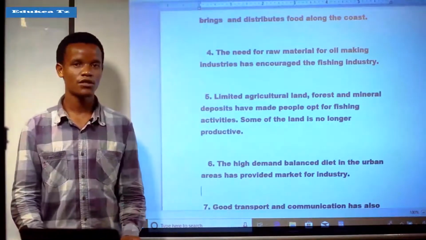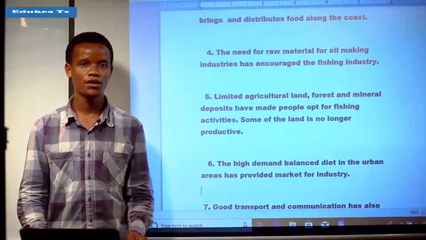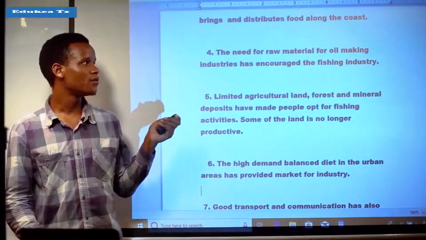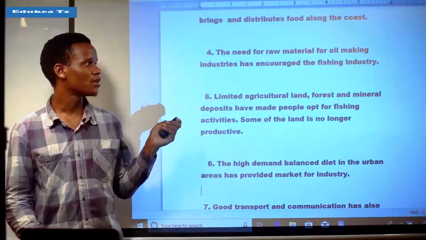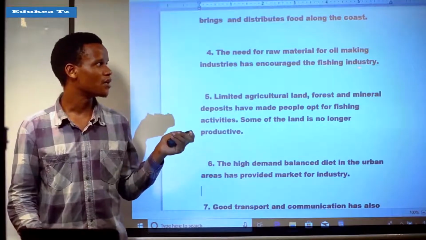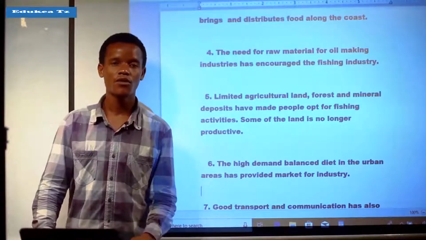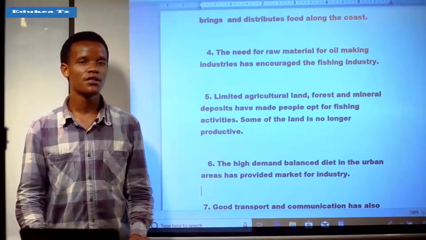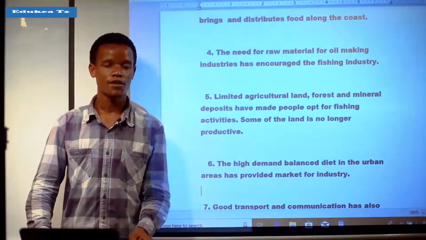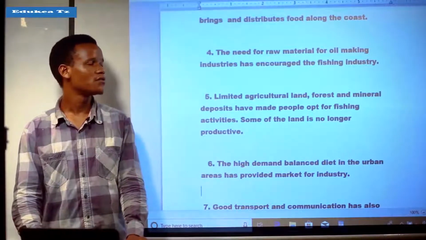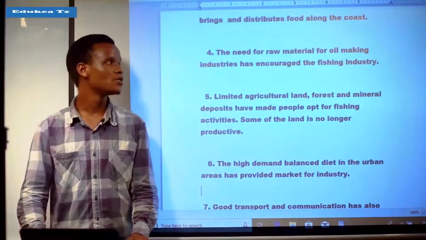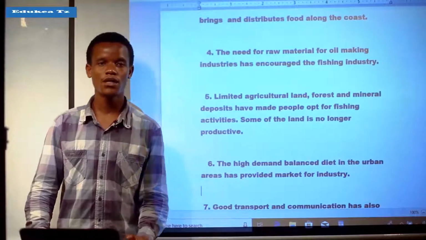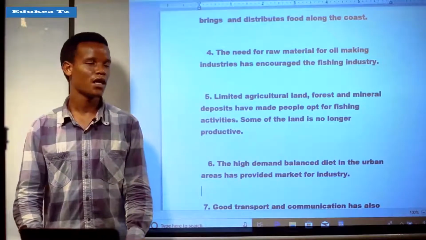Another factor that contributed much to the development of the fishing industry in Norway is the need for raw material for the oil making industry, which has encouraged the fishing industry. So the government of Norway emphasized much to support the development of the fishing sector. It is simply because the fish, as you know, will act as the raw materials to produce the oil, and that kind of oil will also be used in the industry for different activities.